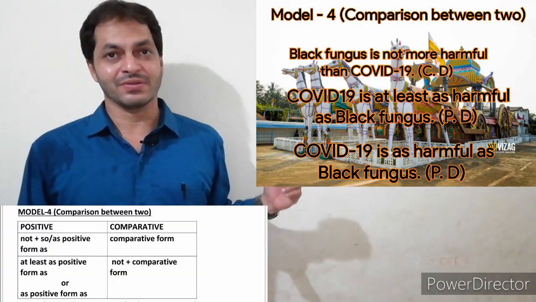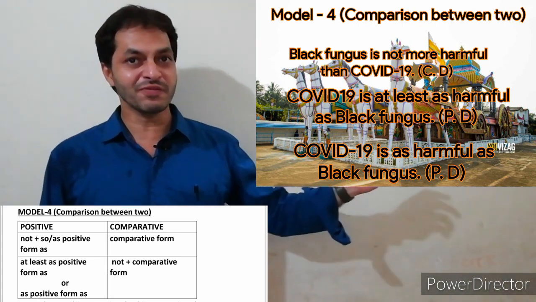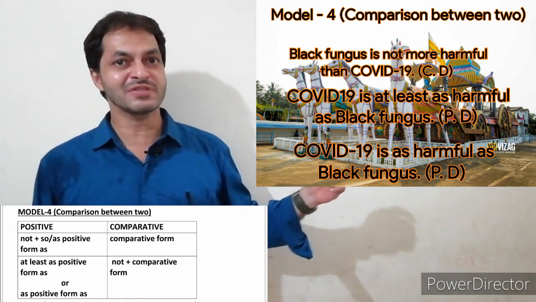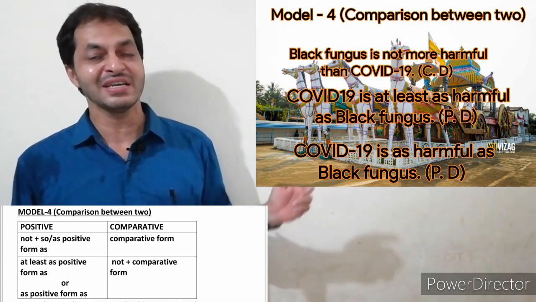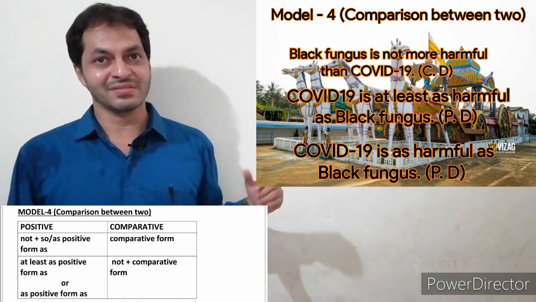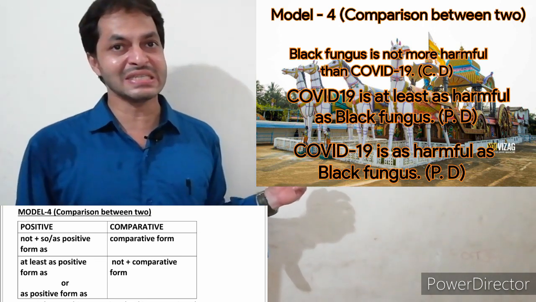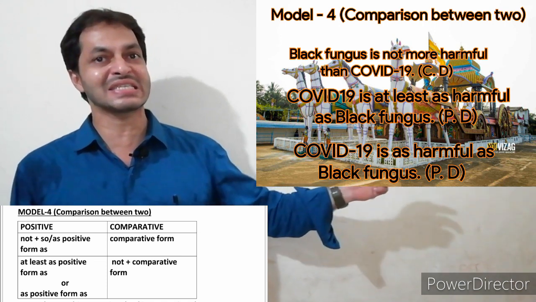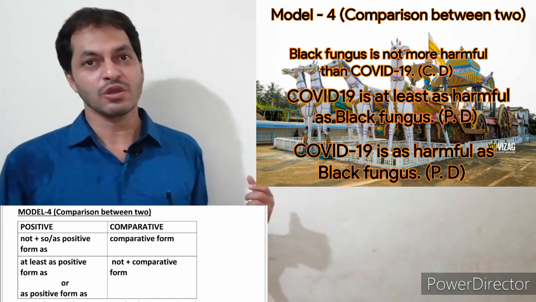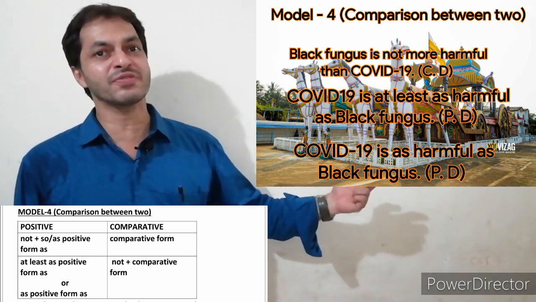Example 2, black fungus is not more harmful than COVID-19. More harmful is comparative degree. Observe keenly, not exists in this sentence. COVID-19 is at least as harmful as black fungus, or COVID-19 is as harmful as black fungus.